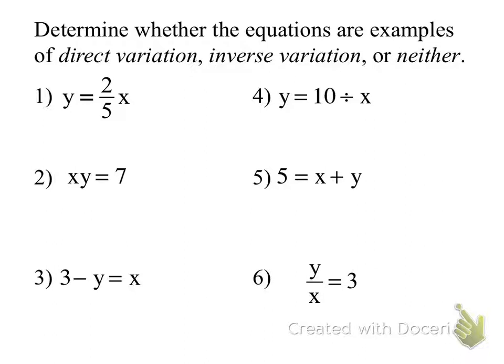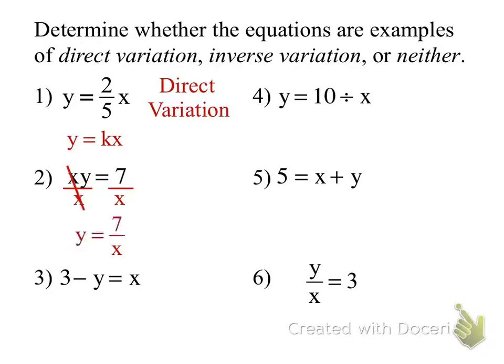So Logan, number 1. It is direct. That is correct. Y equals kx, so it is direct. Number 2, Carmela. Now remember, don't make your judgment till you get y alone. It's an inverse because we divide by x. We get y equals 7 over x, and that would make it an inverse variation.